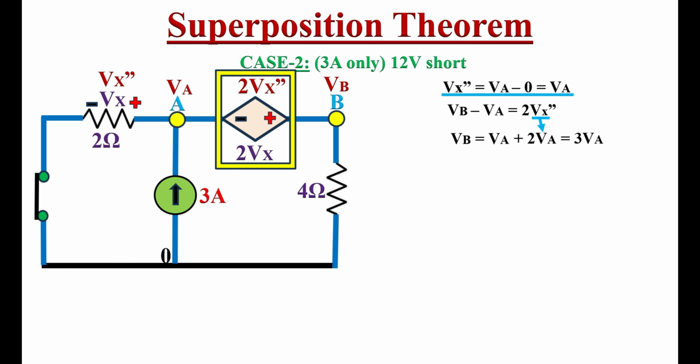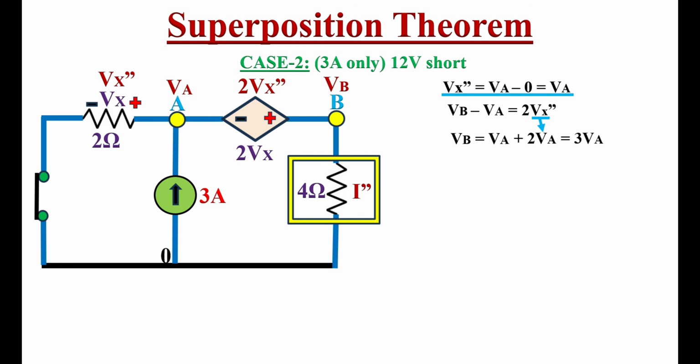Now let's assume that the current flowing through this 4 ohm resistor is I double dash. Here we can write I double dash as the voltage across this resistor, that is Vb divided by the resistance 4 ohms. Substituting 3Va for Vb, we can write I double dash equals 3Va by 4.